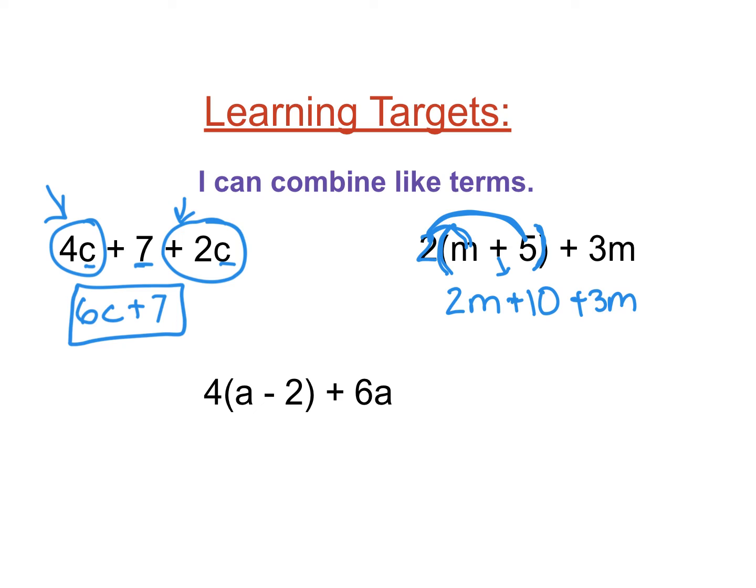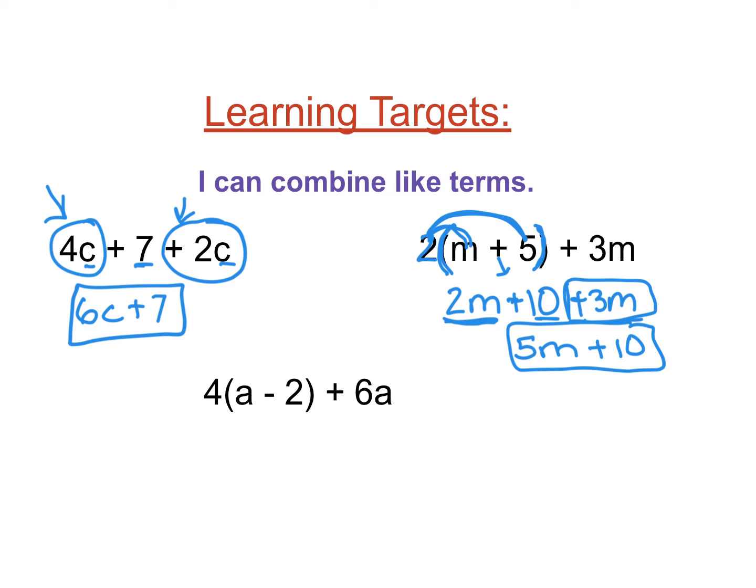Now this looks great. It's correct, but it's not done. It needs to be as simple as it can get. And I noticed that there's 2m's here and 3m's over here. So I'm going to take 2m plus 3m to get 5m. And then this plus 10 just gets added to the end because it cannot go together with the m's.